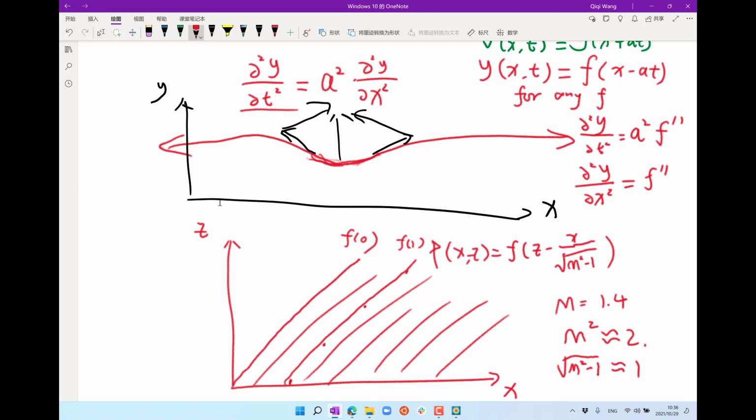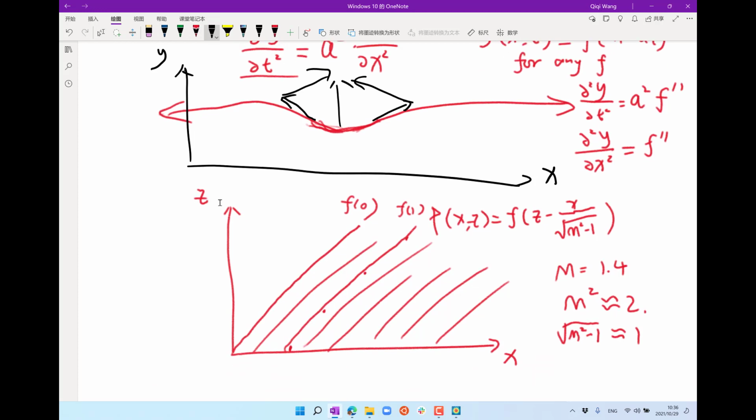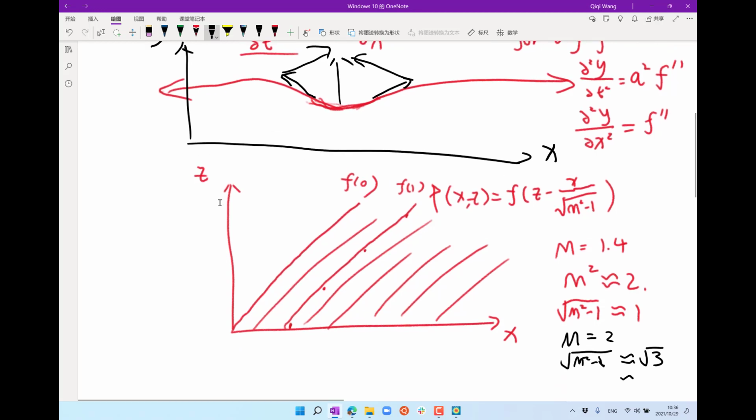Yes, the Mach number actually determines what the iso lines, or the contours, are sloped towards. So let's look at a different scenario where the Mach number is higher. Let's say M is equal to, how can I make good integers? Oh, let's just forget about it. M is equal to 2, right? So square root of M squared minus 1 is about square root of 3, or 1.7-ish.